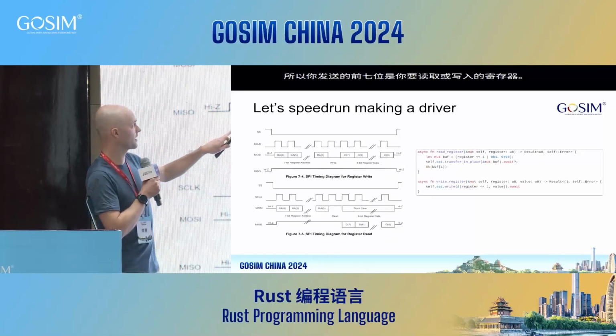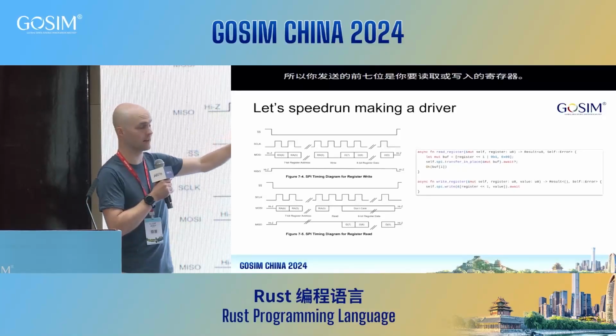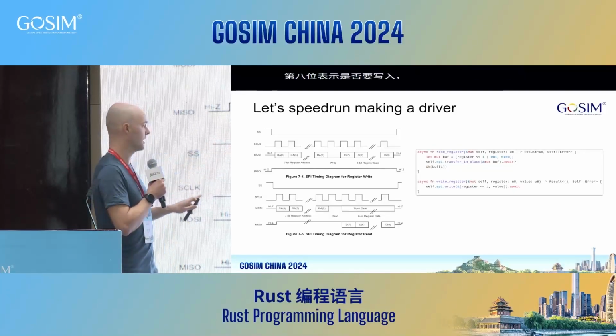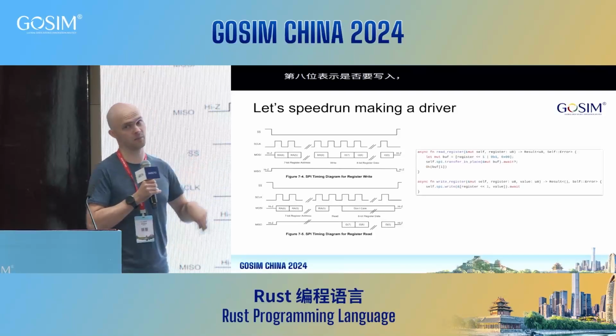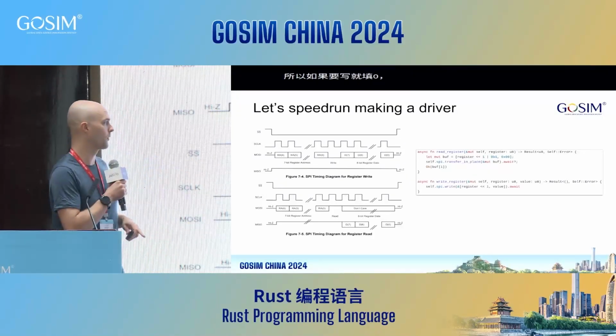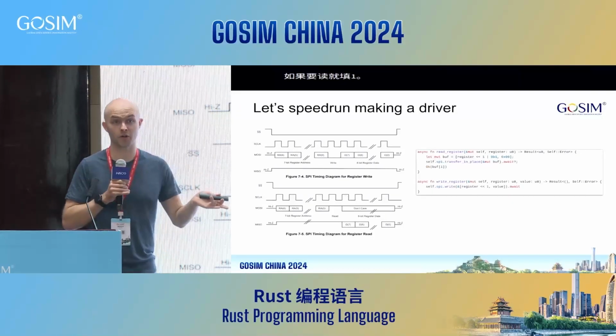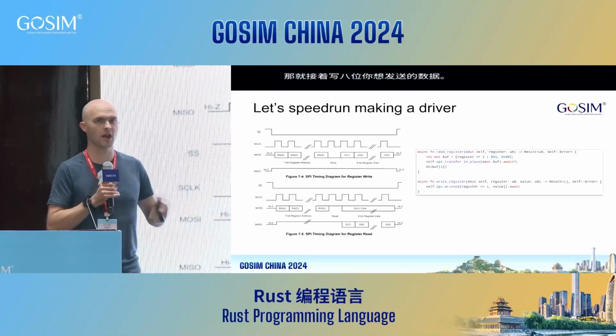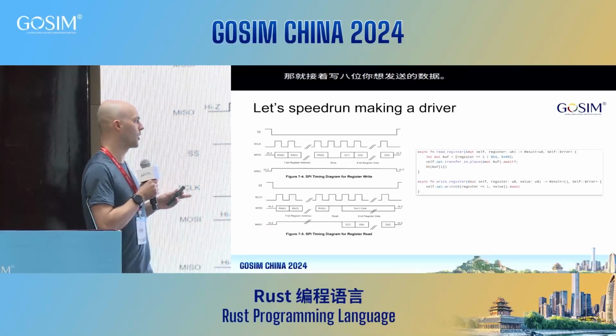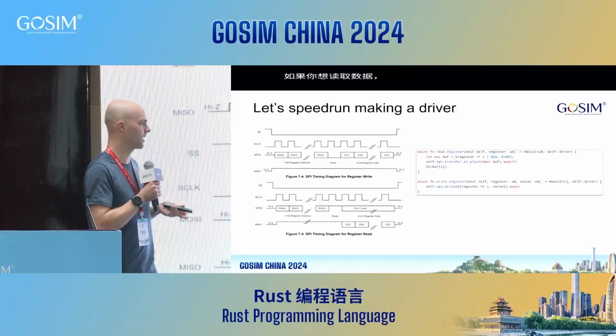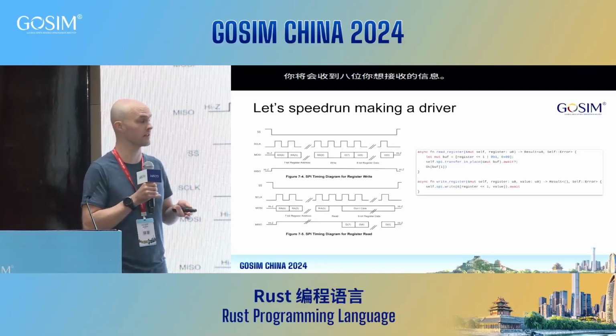And if you want to write, you then follow it up with 8 bits of data that you want to send. And if you want to read, you will get back 8 bits that you want to receive. For I2C, this chip also supports I2C. It's completely different. But for SPI, you can read and write 1 register at a time.